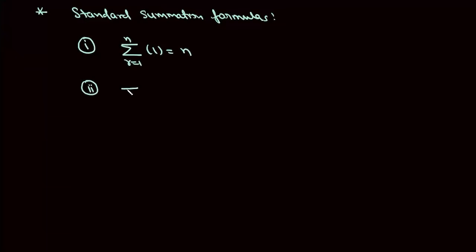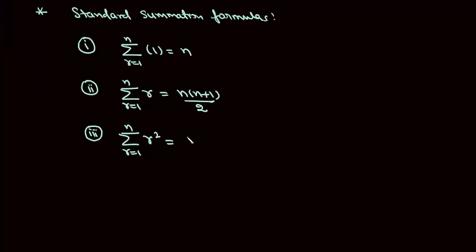Second formula is this summation, r varies from 1 to n, summation r, and the formula here is n times n plus 1 by 2. We'll prove all these formulas later, but as of now, you must remember these results. Third is this summation, r varies from 1 to n, summation r square, and this is n times n plus 1 times 2n plus 1 divided by 6.